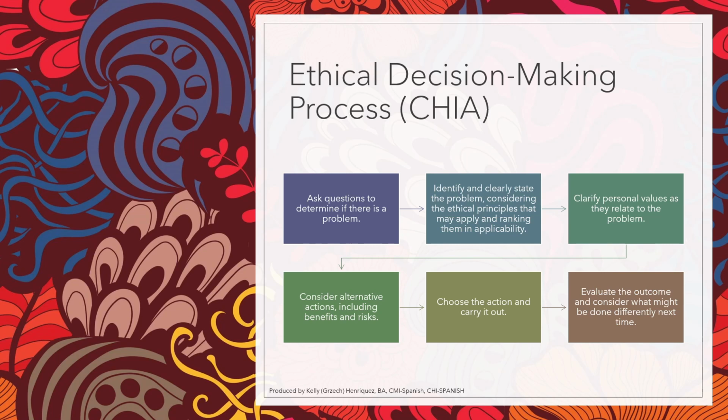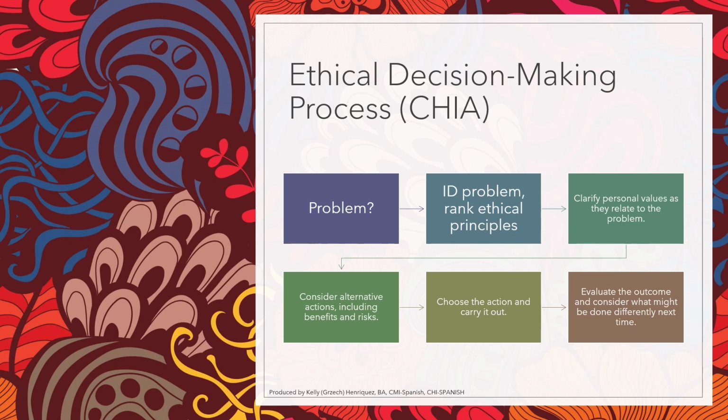So ask questions to determine if there is a problem. That's step number 1. So I'll just say, problem, question mark. Is there a problem? Now remember, step 2 is the only step that has 2 parts. Identify and clearly state the problem, considering the ethical principles that may apply and ranking them in applicability. Okay, it can be simpler than that. ID problem, rank ethical principles. Okay, we're shortening them up.